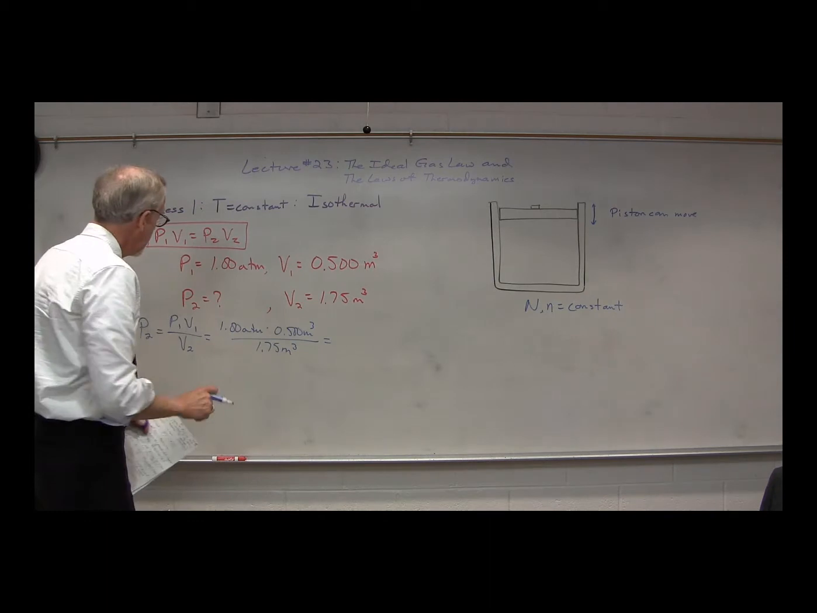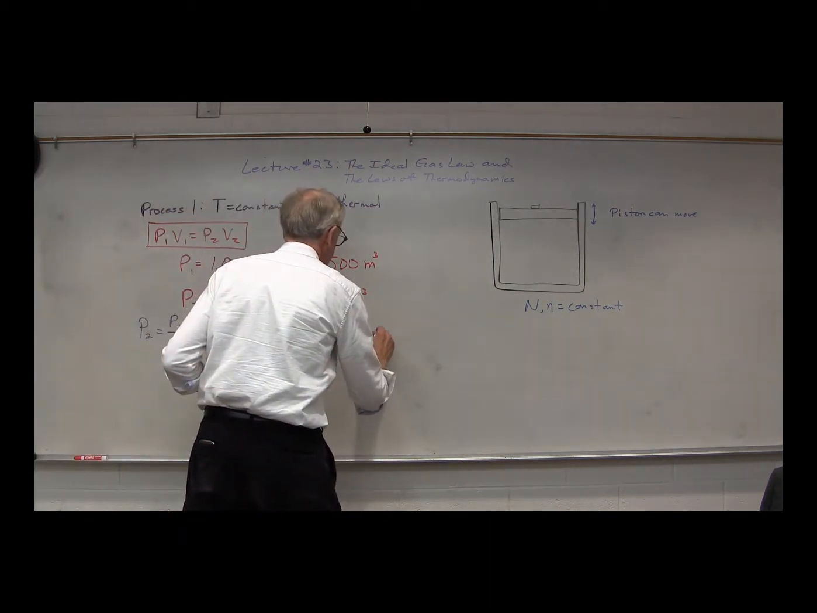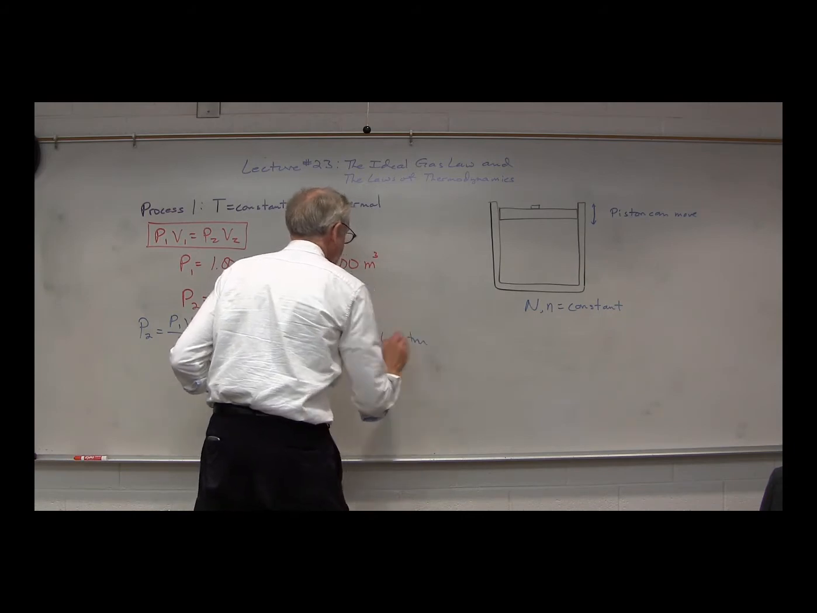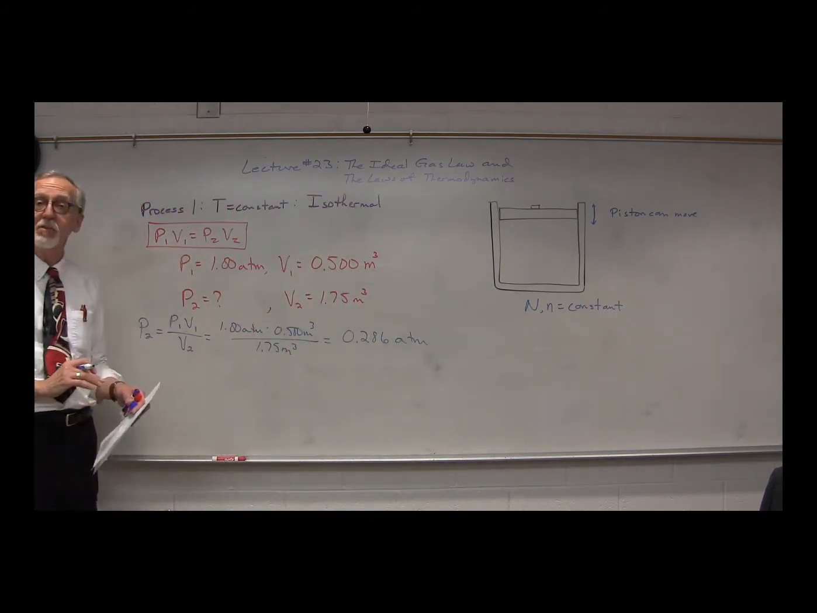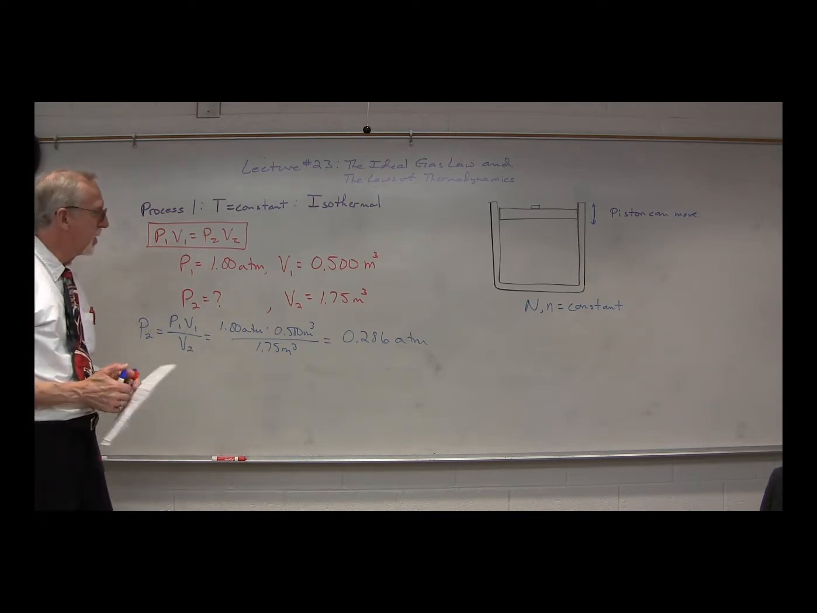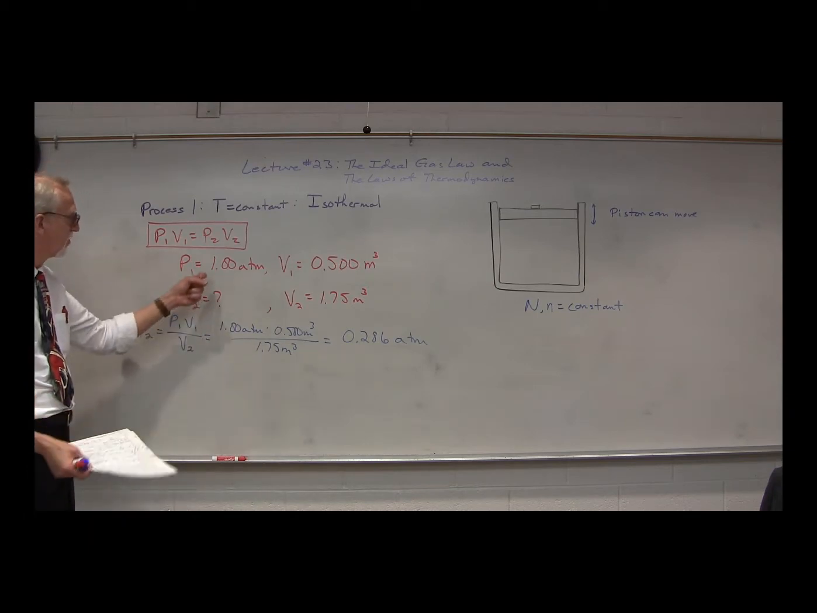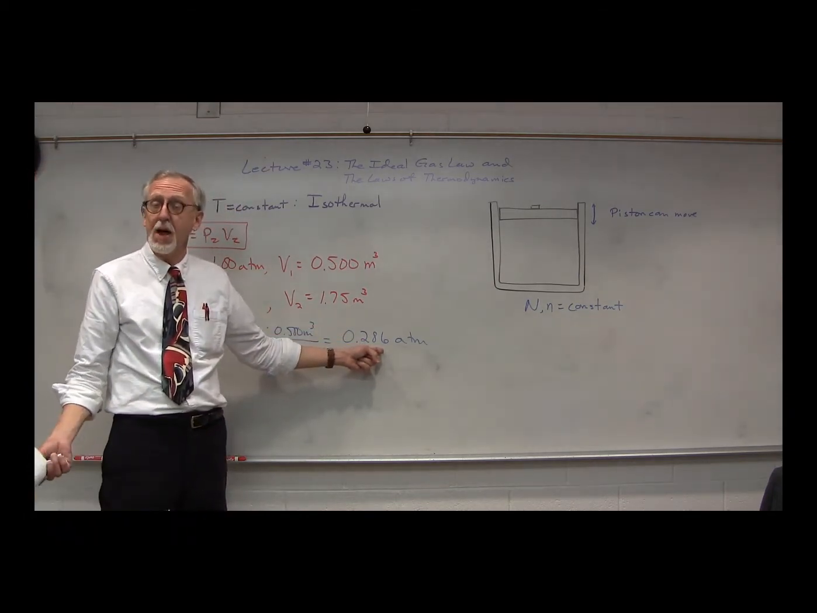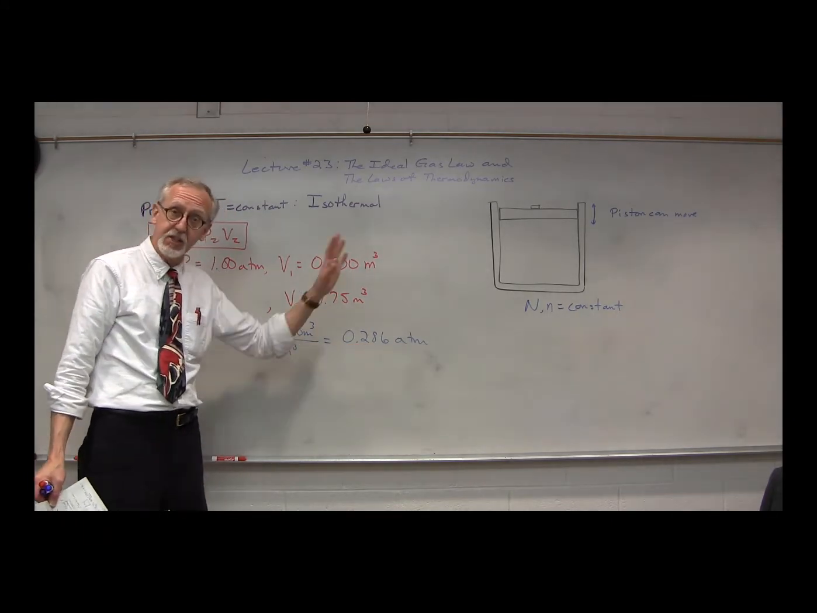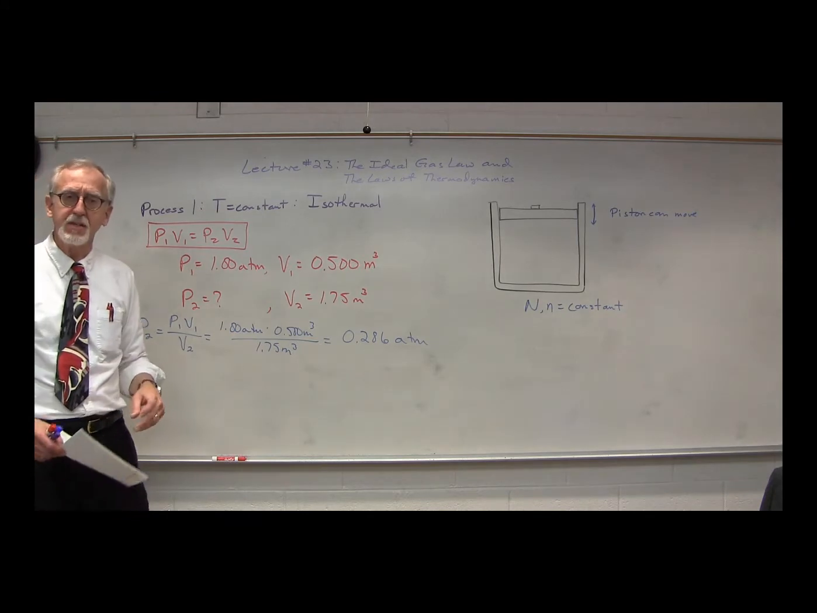Divide that out, and we get that P2 is equal to 0.286 atmospheres. Now, if the problem doesn't state otherwise, you can leave it in atmospheres. If you want to convert it to pascals, you can do that. But let's just take a look. We're going from 1 atmosphere to 0.286 atmospheres. What happened to the pressure? It decreased, just as we thought it would. Okay, very good. Let's take a look at another process.